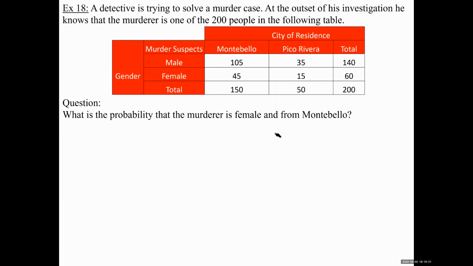I've mentioned it before, but let me mention it again. If letters are not given to you for events, then the very first thing you need to do is write down some letters for the events that you care about in the question. Then the second thing you have to do is write down the notation. All that was done for you in all the examples we've done so far today, but not in this one, so I'm going to have to do that. It says, what's the probability the murderer is female and from Montebello? For the and, we're going to use the and symbol. But whatever's before the word and, and whatever's after the word and, I need letters for those events.